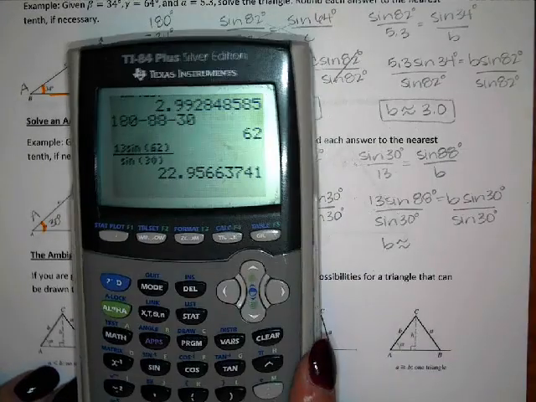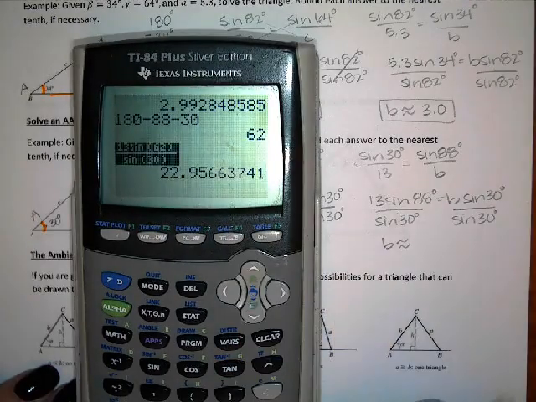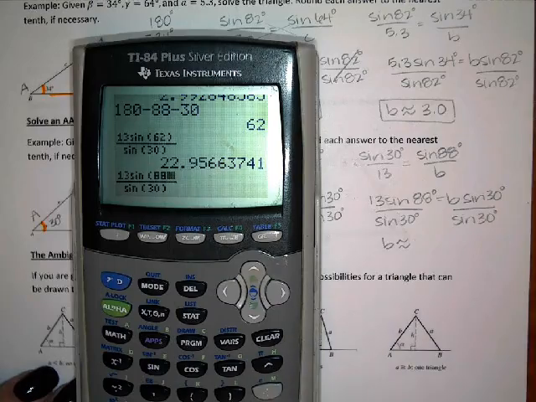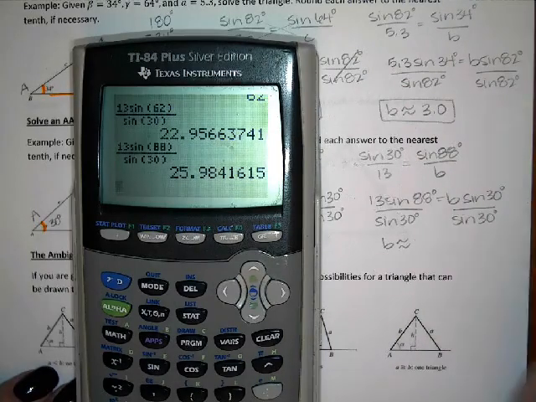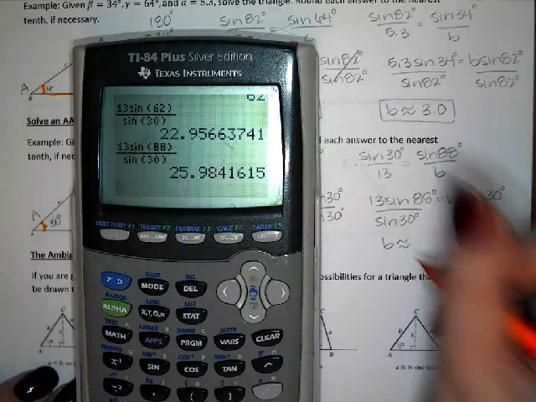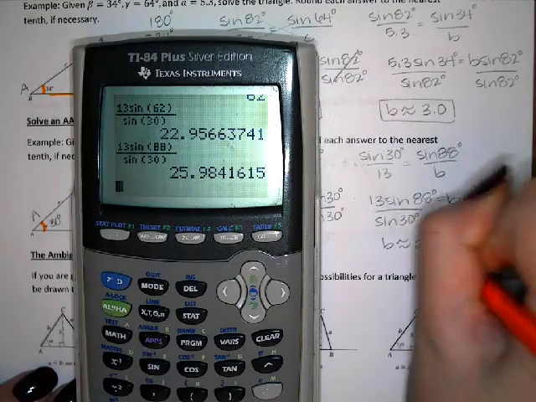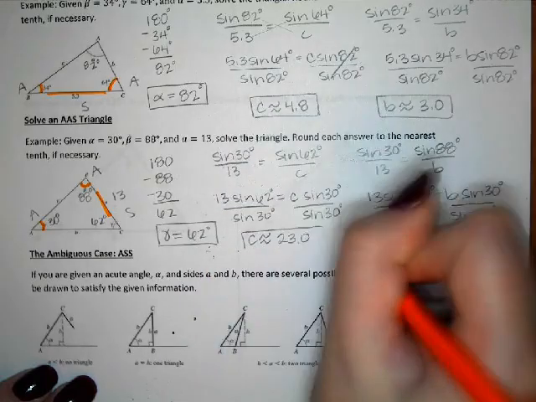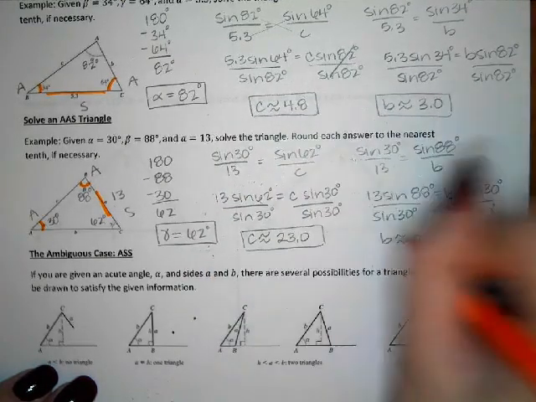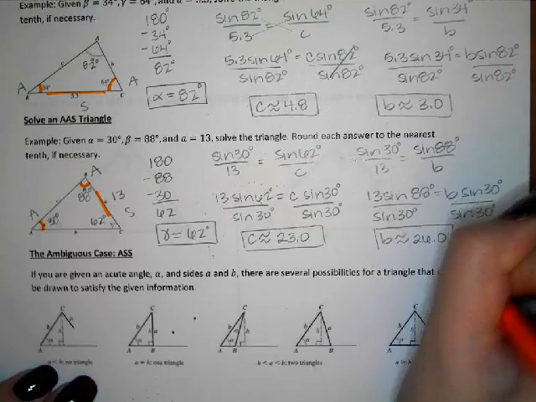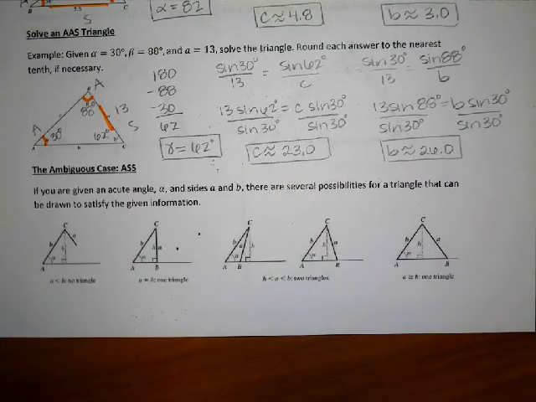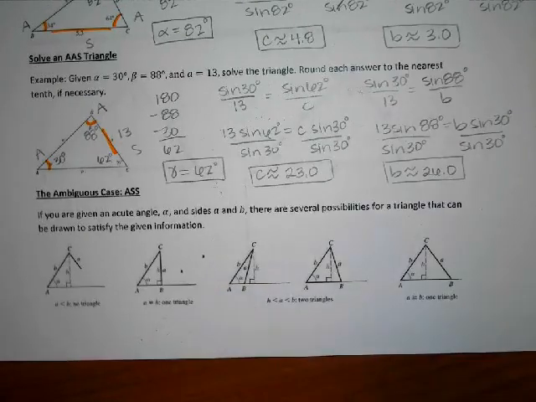I'm just going to copy paste this. 13 sine 88 over sine 30, 25.98, so that'd be 26.0. All right, so those cases, as you can see, the work is redundant, it's very similar. Those are going to be pretty easy for us to do.